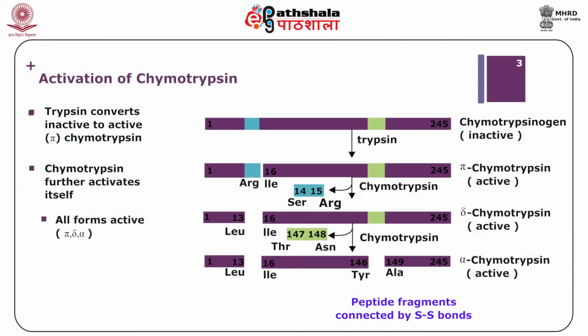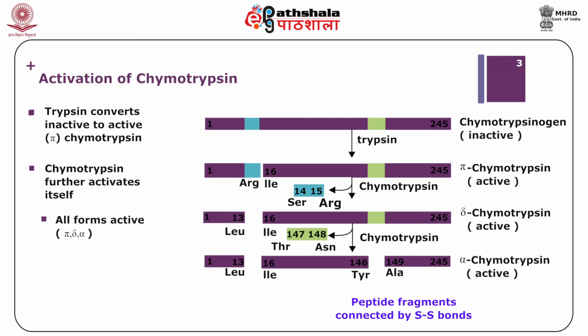First, there is an initial cleavage by trypsin of the arginine 15-isoleucine 16 bond that yields a fully active 2-chain enzyme known as pi-chymotrypsin. Subsequent cleavage catalyzed by chymotrypsin of the leucine 13-serine 14 bond then takes place to yield delta-chymotrypsin.